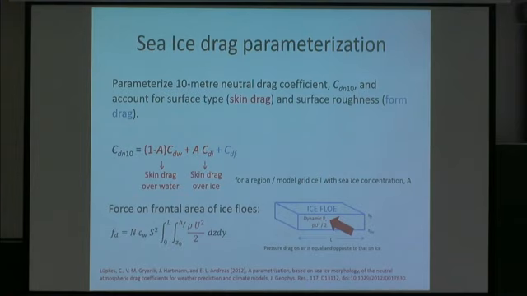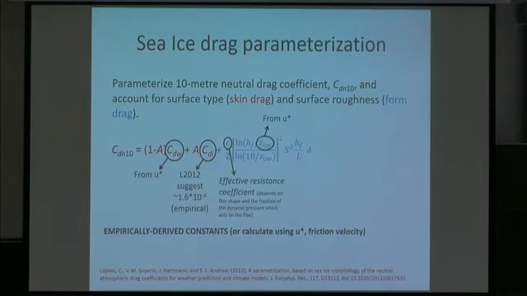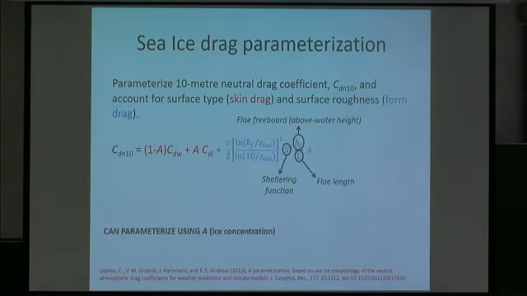Okay, so I'm not going to go through the details here because that's not the purpose of this particular talk, but suffice to say that you can parameterize this form drag component by essentially the roughness length and various observable coefficients which relate to things like the floe sizes, the roughness at the edges, and so on. And there's some tunable coefficients in there, of course. We all like a tunable coefficient. So there's things like the effective resistance and other things. As I say, I'm not going to go through that, but sheltering function, floe length, and so on.